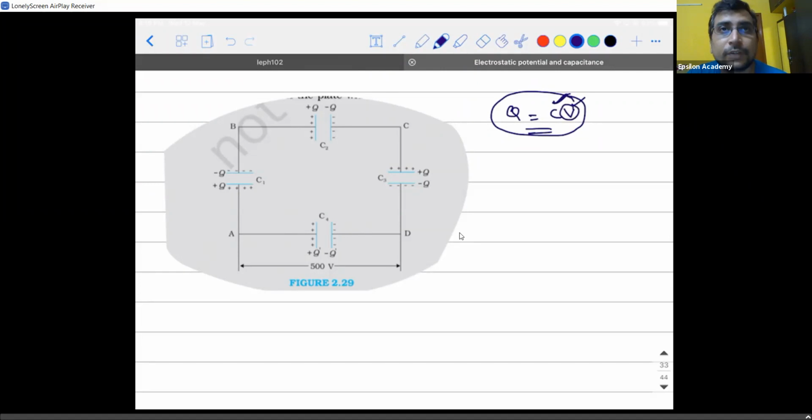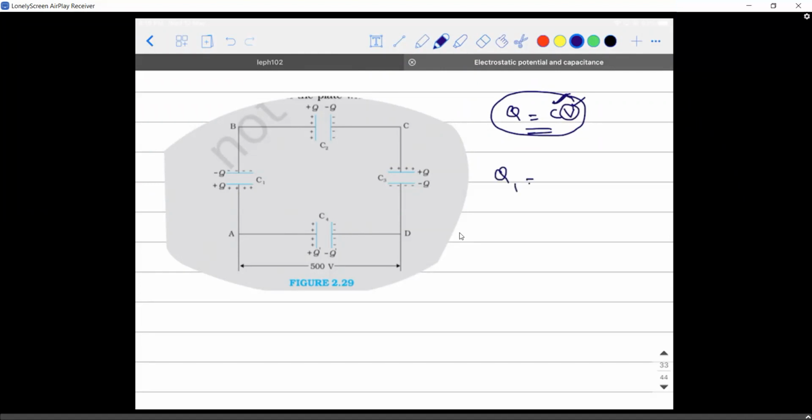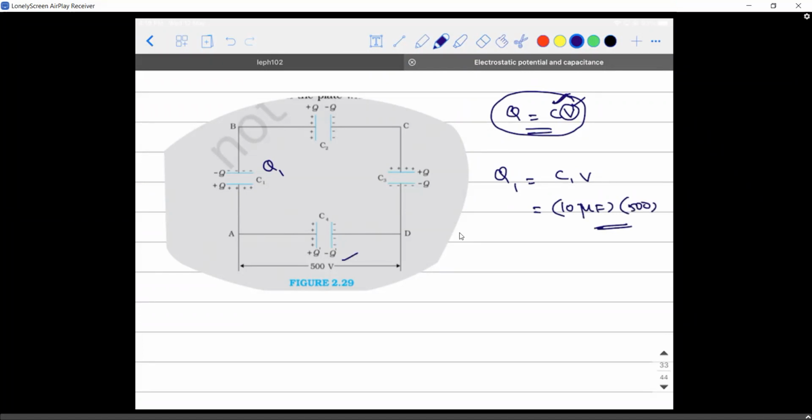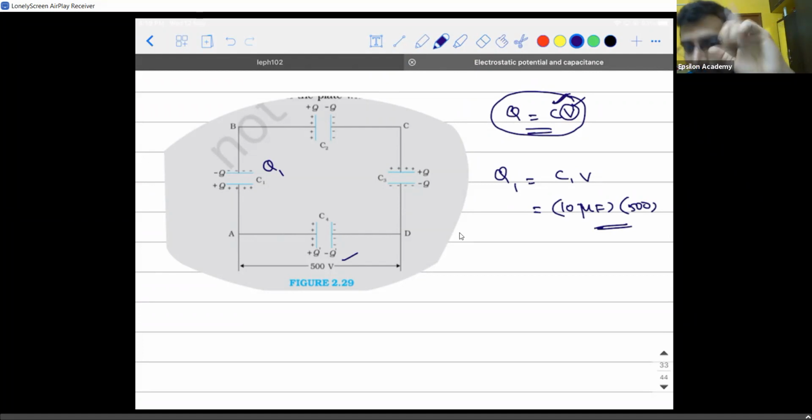That is where we make a mistake. Most of them make this mistake. What they will do, I'll tell you. They will write Q1, that is the charge on the first capacitor. If I call it Q1, they will write it as C1 into V. What is the value of C1? 10 microfarad into, what is the value of V that they will write? 500. Is this right? No, sir. Why? V is the potential drop across a particular capacitor. This is a very common mistake.